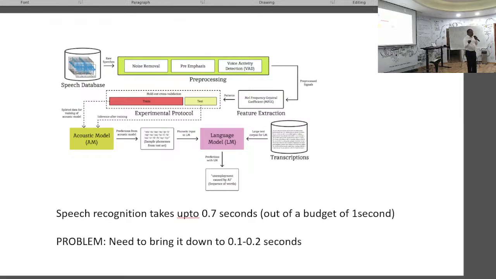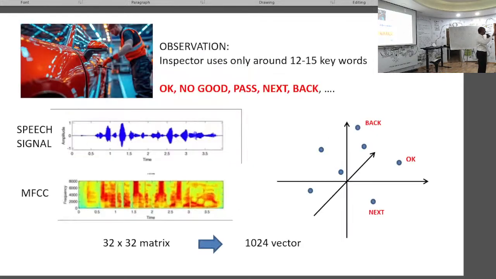So those people said they're optimized, you can't optimize it any further. 0.7 to 0.1, how is it possible? So what I did is very simple to understand. The key is that they don't require 10,000 words. They use only around 10 to 15 words. The rest of the words, maybe other things on the shop floor, somebody else talking, all of them are in the other noise category. So basically you are looking at a 12 to 15 class classifier.